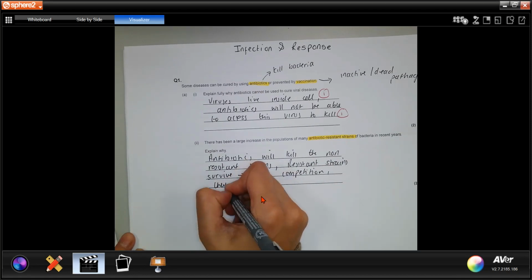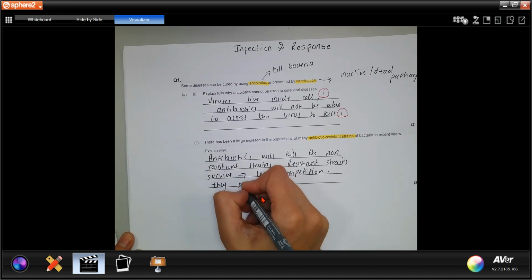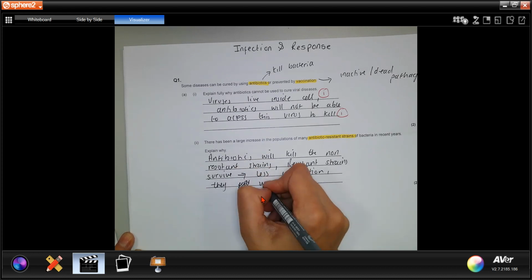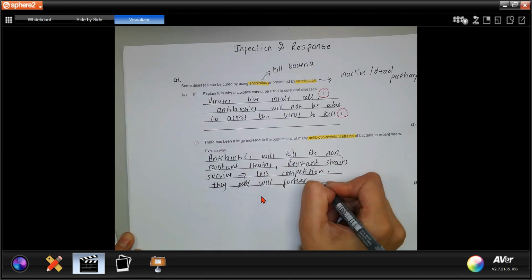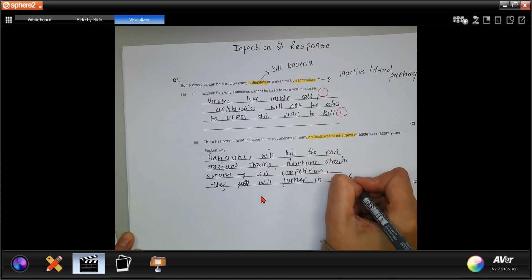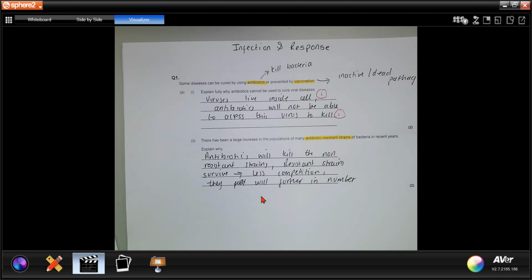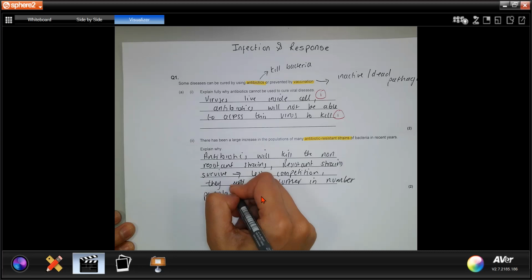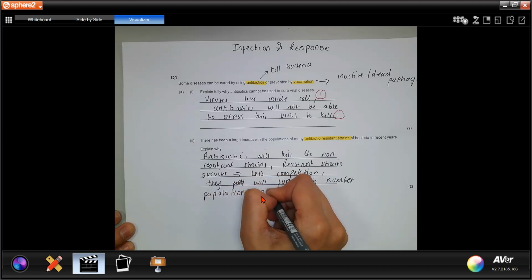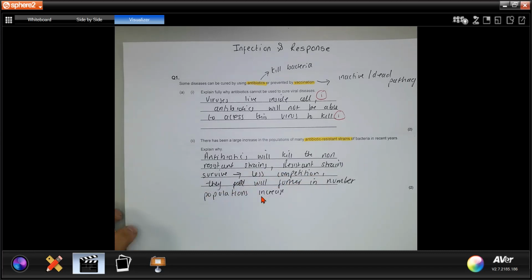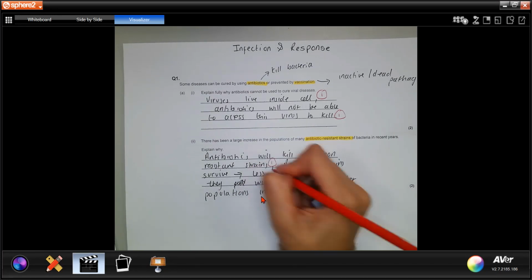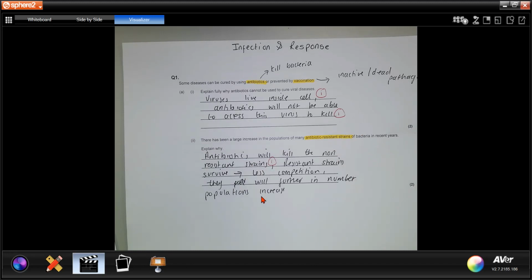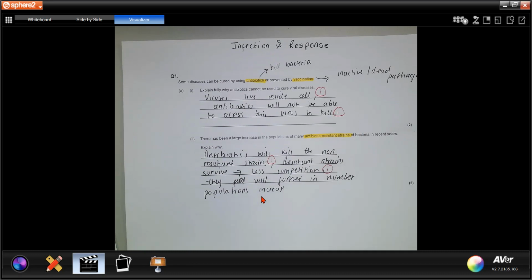Therefore, they will further grow in number. As they're able to survive, there's no competition. Their populations will therefore increase. You get a mark for recognizing that the antibiotics will not kill the resistant strains because they will survive. There'll be less competition for them. That gives you another mark.